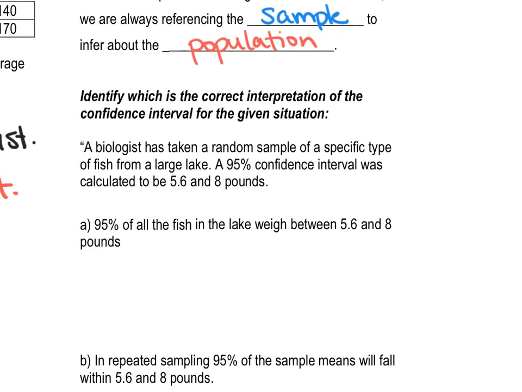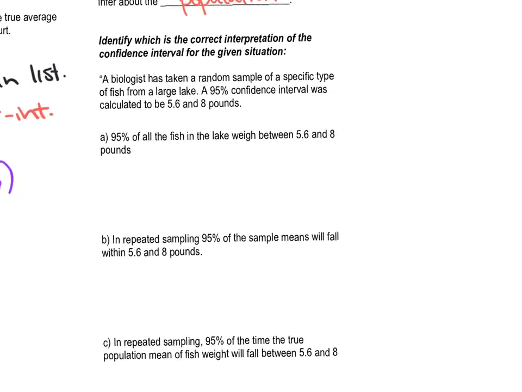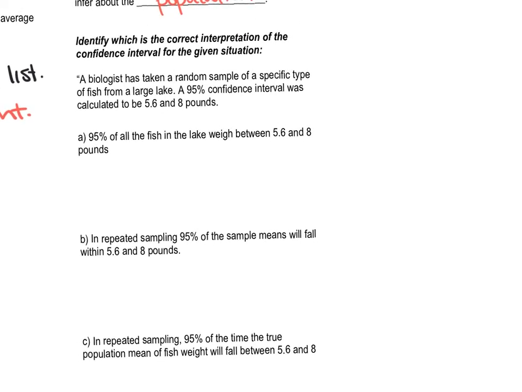Here's an example of a multiple choice question that you may be asked on a test. It says, identify which is the correct interpretation of the confidence interval for the given situation. A biologist has taken a random sample of a specific type of fish from a large lake. A 95% confidence interval was calculated to be 5.6 to 8 pounds. Which of these is the correct interpretation of that confidence interval?